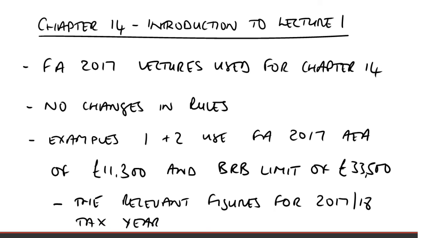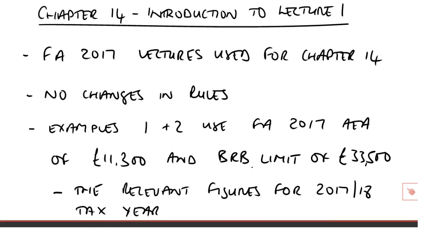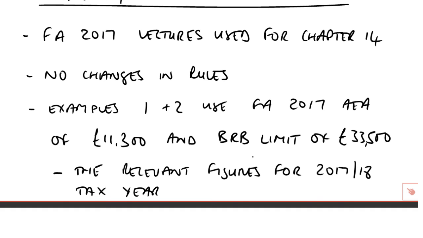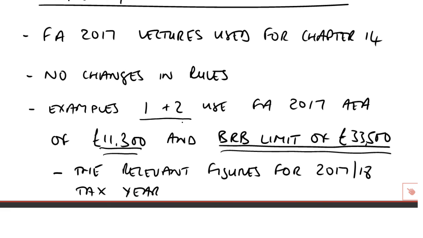And yet again, we have an issue here between FA 2017 and FA 2018. And that, of course, is that the basic rate band limit in FA 2017, in the 17-18 tax year, was £33,500. So you're going to see the old AEA and the old basic rate band limits being used in examples 1 and 2 that are contained within this lecture. But other than that, the techniques, the rules are exactly the same.